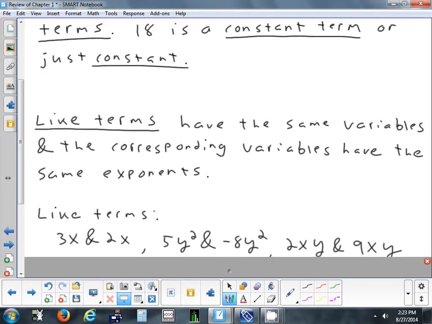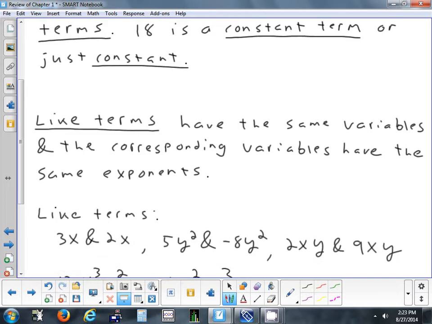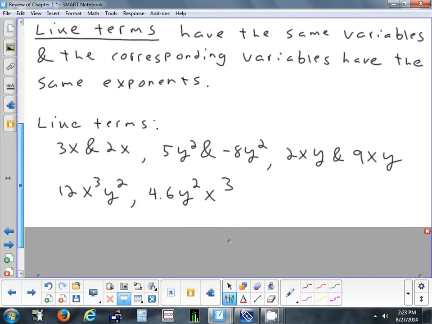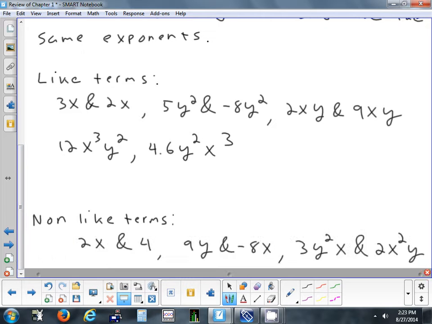So here's an example like Mr. Roy just said: 3x, 2x. 5y squared, negative 8y squared. 2xy, 9xy. Those are like terms. Each term has the same variable, and every variable has the same power. Okay? So all kinds of examples of like terms.